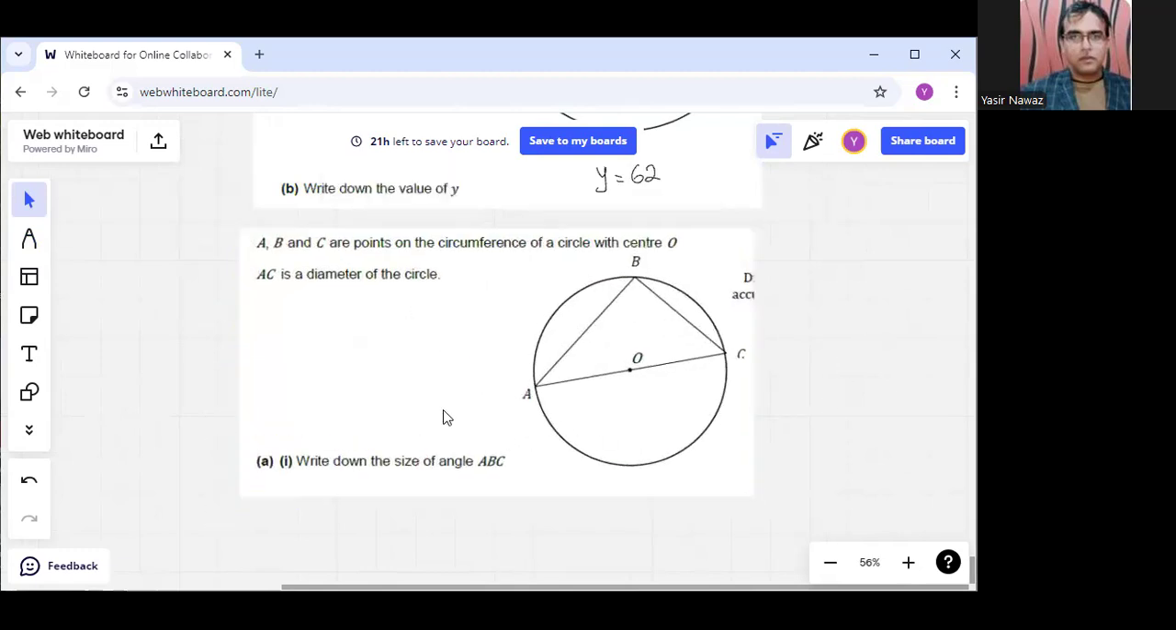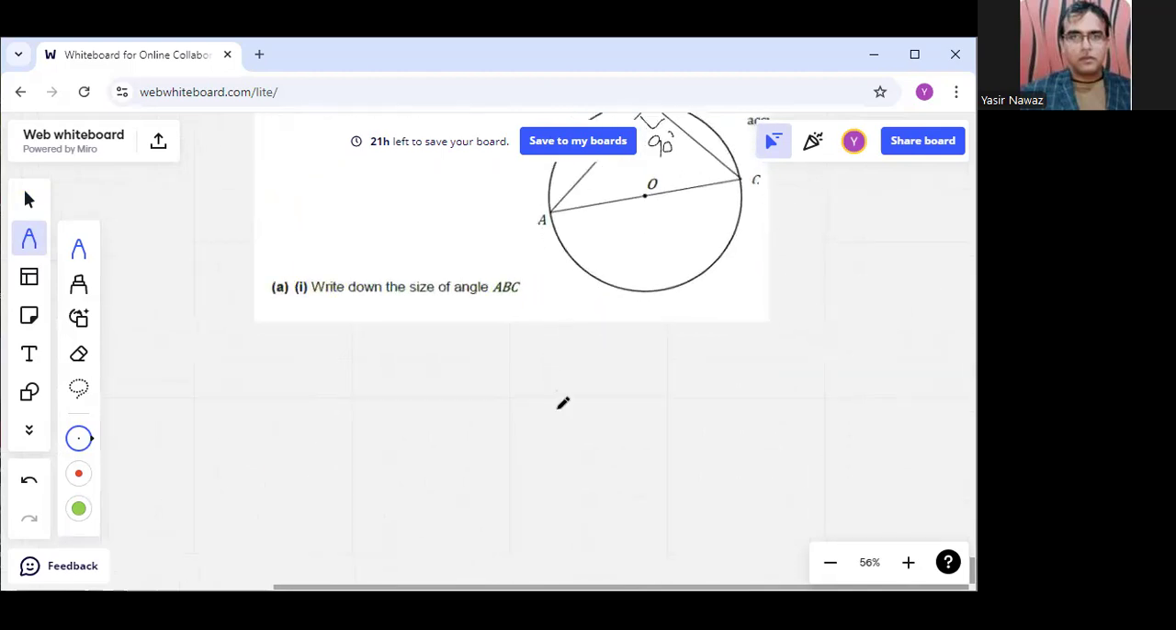So look at that. One chord is a diameter, so it's a right angle triangle. So the angle here would be what? The 90-degree angle. That's also given by another theorem. Because AC is a diameter, the triangle is formed in such a way that this angle would be 90 degrees. So that was just the use of the theorem.